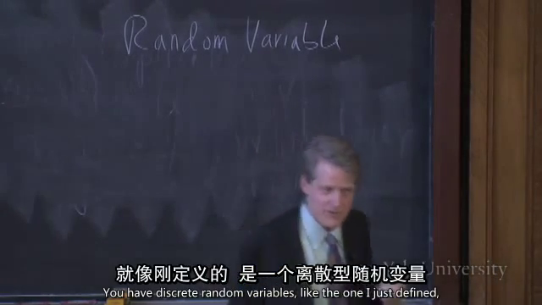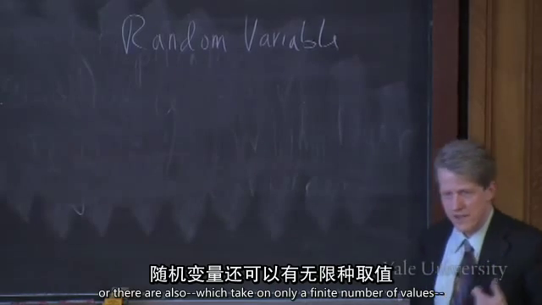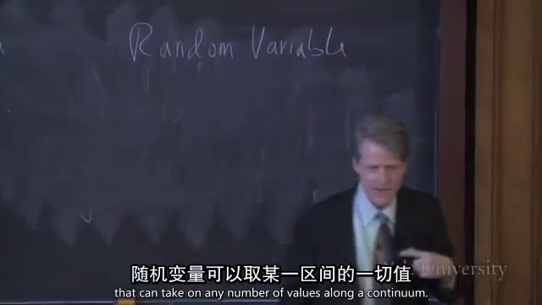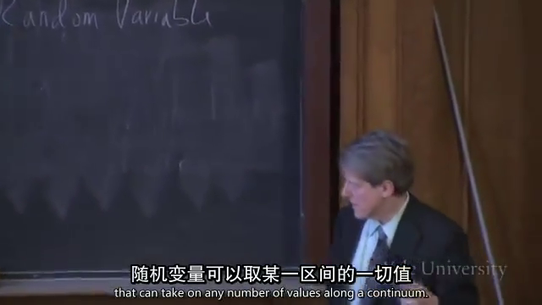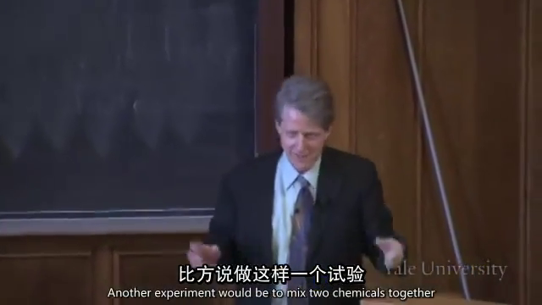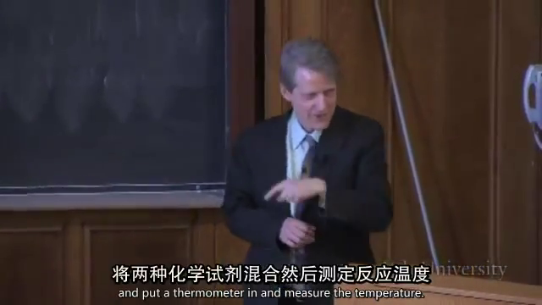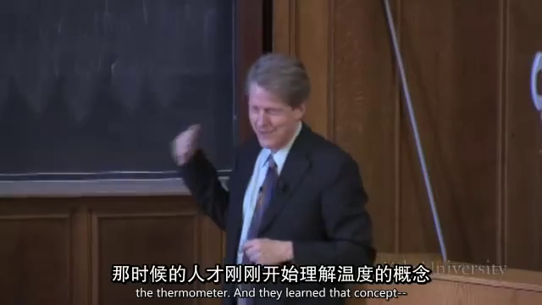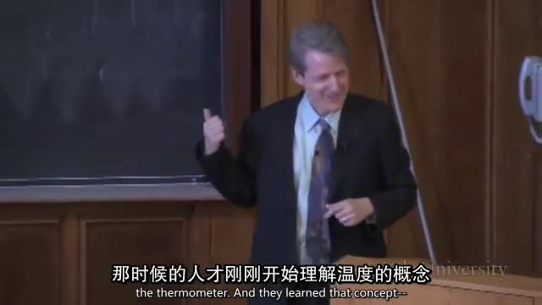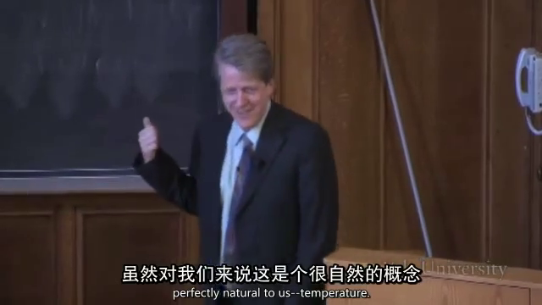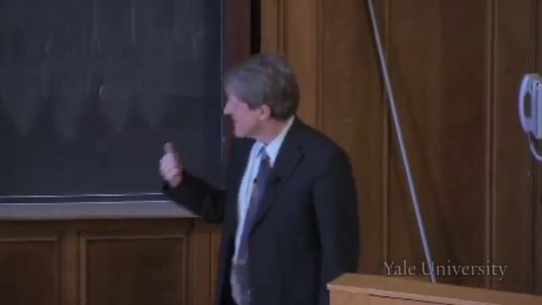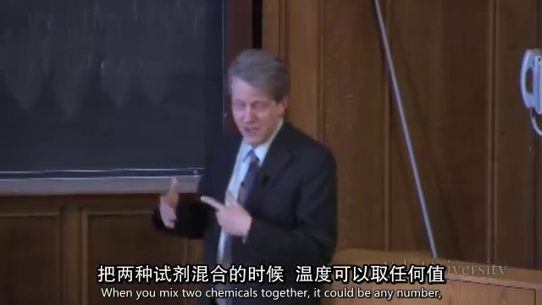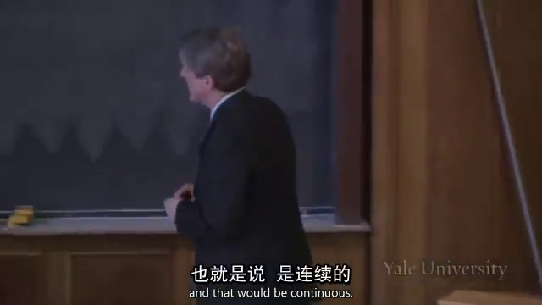You have discrete random variables like the one I just defined, which take on only a finite number of values, and we have continuous random variables that can take on any number of values along a continuum. Another experiment would be to mix two chemicals together, put a thermometer in, and measure the temperature. That's another invention of the 1600s, by the way, the thermometer. And the concept of temperature, perfectly natural to us, right? But it was a new idea in the 1600s. So anyway, that's continuous, right? When you mix two chemicals together, it could be any number. There's an infinite number of possible numbers, and that would be continuous.